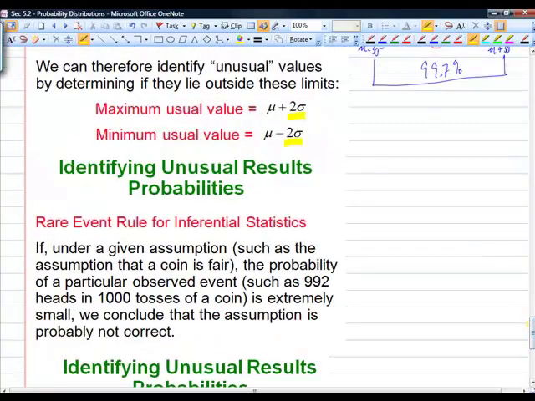Now, we can identify unusual results based on probabilities as well, not just the number of standard deviations above or below average. We say that if the probability of an event happening is extremely low, then we're going to call that an unusual result. For example, if the probability of an event happening typically is less than 0.05, we're going to call that event unusual. For example, getting 992 heads out of 1,000 coin tosses, that's unusual. The probability of that happening is extremely small, so we would conclude then that the assumption is probably not correct.